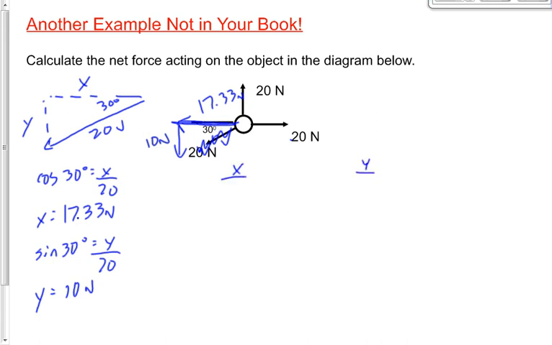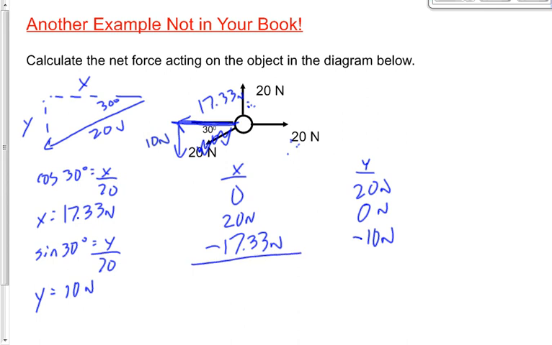Let's go x's and y's. Let's say 0 newtons for this one, 20 newtons in the y component, 20 newtons for the x component there, 0 newtons for the y component. Negative 17.33 newtons, negative 10 newtons. That make sense? Add them up. What's this going to be? 2.67 newtons. This one's going to be 10 newtons.